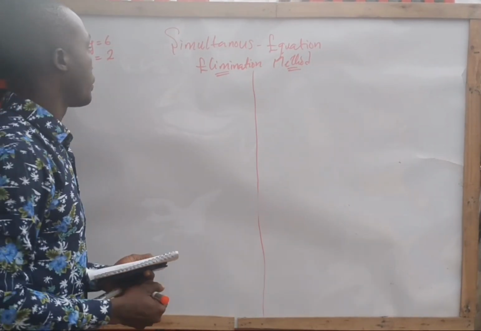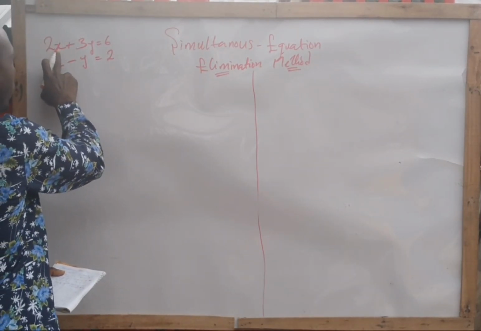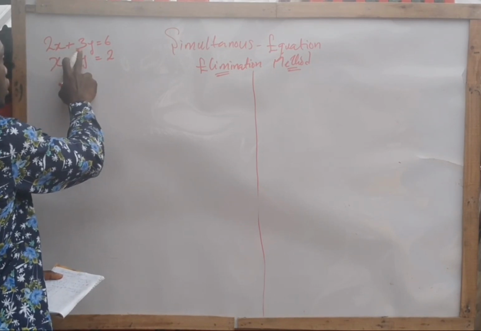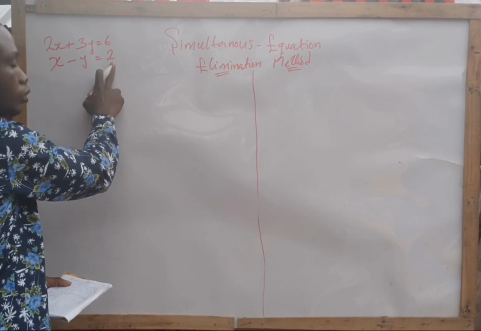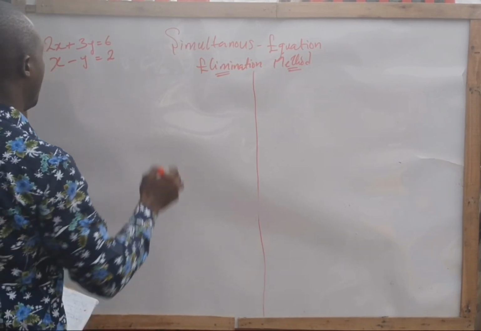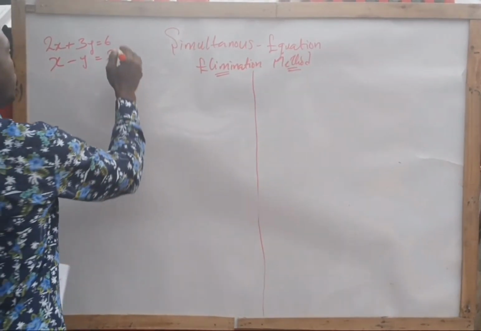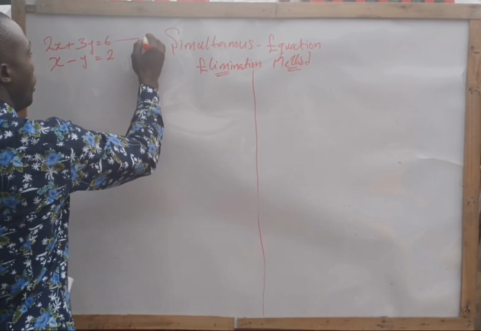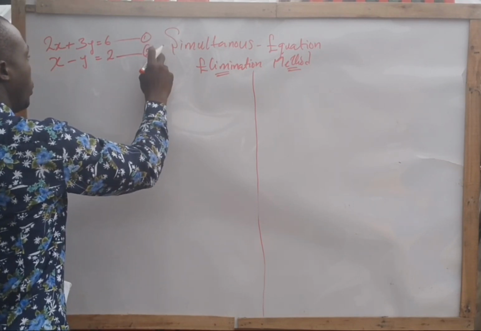So now this is our question. We have 2x plus 3y is equal to 6 and x minus y is equal to 2. This is our equation. The first thing we do here is just follow the steps: we name our equations as equation 1 and equation 2.